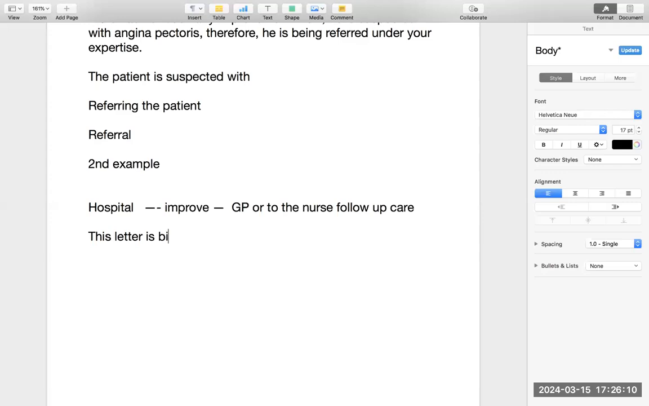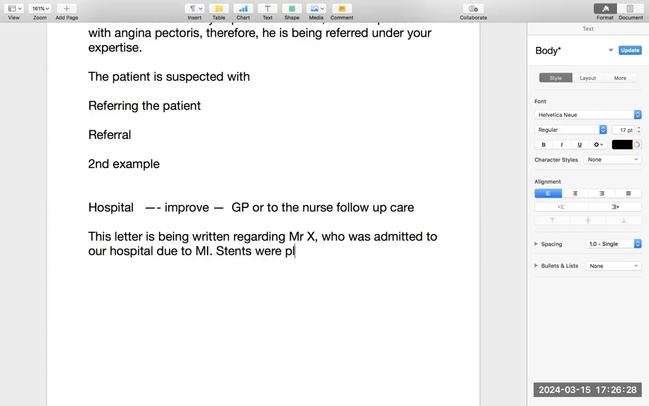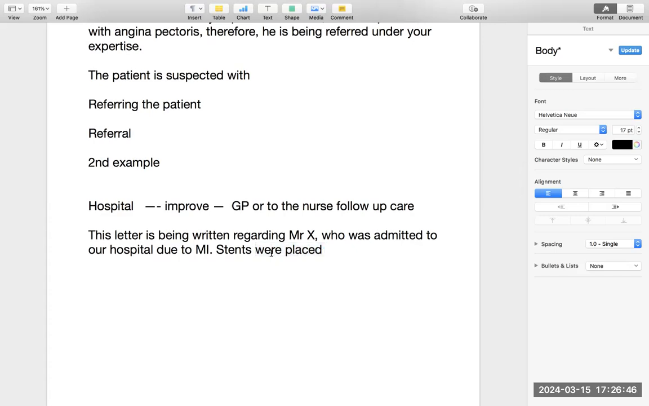So this letter is being written regarding Mr. X, who was admitted to our hospital due to myocardial infarction. Stents were placed. You wanted to know about grammar, sir? The best grammar is was, were, third form. Was, were, third form means passive voice. That means it was done by us. Us means the hospital. We are part of the hospital, being nurses or doctors. So stents were placed. Was, were, third form is the key. Who was admitted to our hospital? By us, by the hospital.